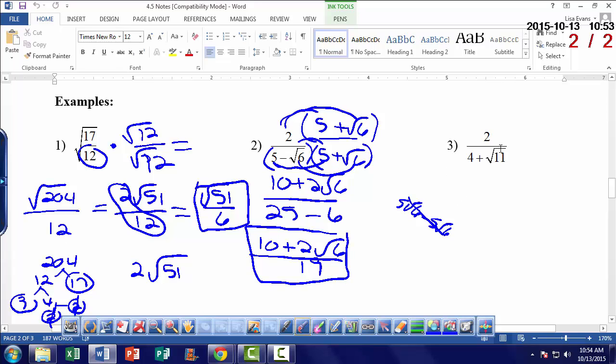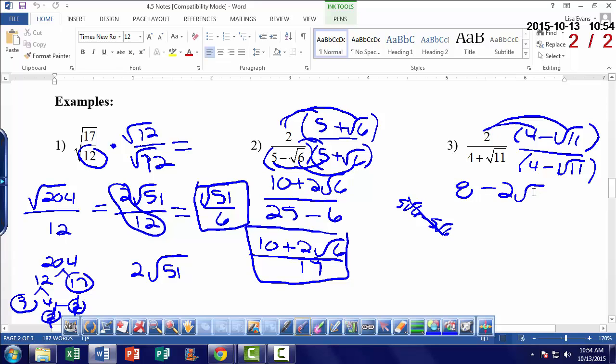Okay, let's try another one. So now this one, we're going to multiply the numerator and denominator by 4 minus root 11. So on the top, I'm going to distribute the 2. So I get 8. Keep outsides with outsides, insides with insides. So that's minus 2 root 11. On the bottom, I know I need to multiply the 4 times the 4 and the root 11 times the negative root 11. So I get 8 minus 2 root 11 over 15.